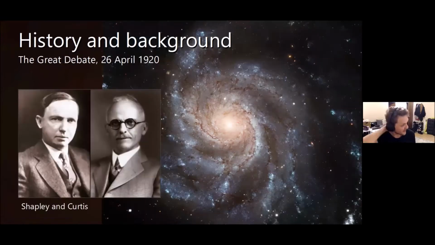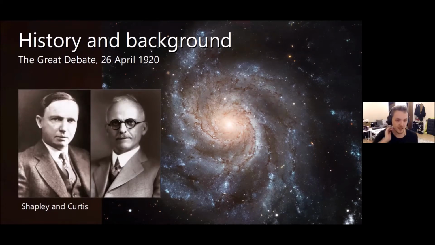And then in 1920, perhaps many of you have heard about this, the great debate before. It was by two astronomers, Shapley and Curtis, and they discussed a number of things, but one of the things they discussed was, are spiral nebulae in the backyard of the Milky Way, or are they extragalactic sources? So are they sources beyond the reach of our Milky Way?